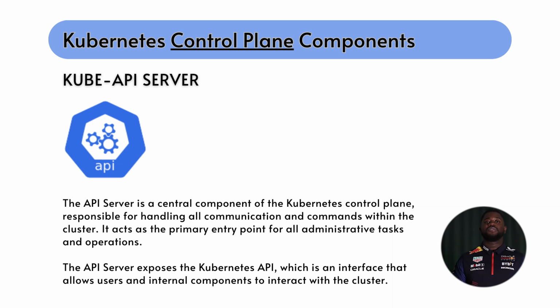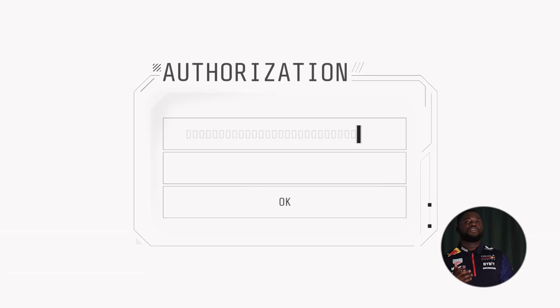The API server exposes the Kubernetes API, which is an interface that allows users and internal components to interact with the cluster. From a more technical standpoint, the API server performs several critical functions. First, it handles all requests which can come from various clients such as kubectl, the Kubernetes dashboard, or other custom tools. These requests can include operations like deploying new applications, scaling existing ones, checking the status of resources, or modifying configurations. The API server is also responsible for authentication and authorization.